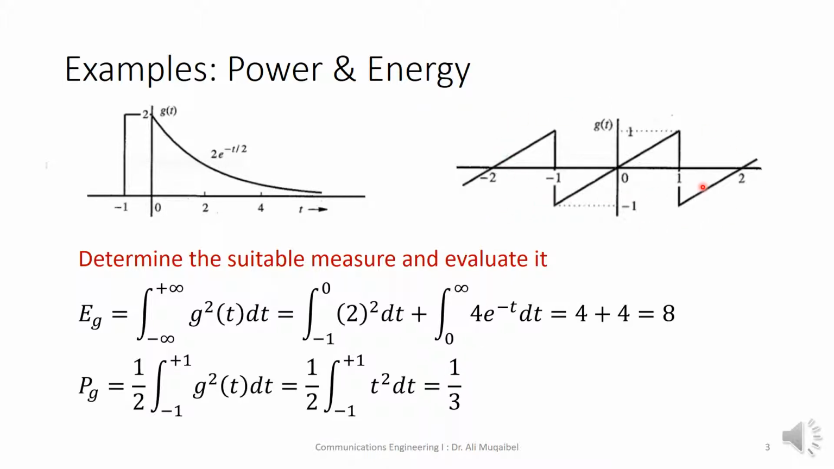How much is the energy here? The energy is the area under the square of the curve. If you square this curve, it goes from -infinity to infinity. So the energy for this one would be infinity. So for finite signals, finite area signals, it's better to use energy. For periodic signals, it's better to use the power as a measure.